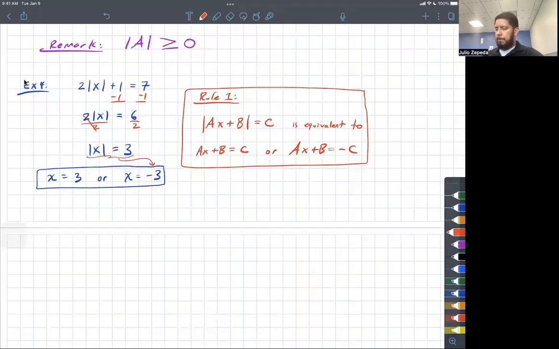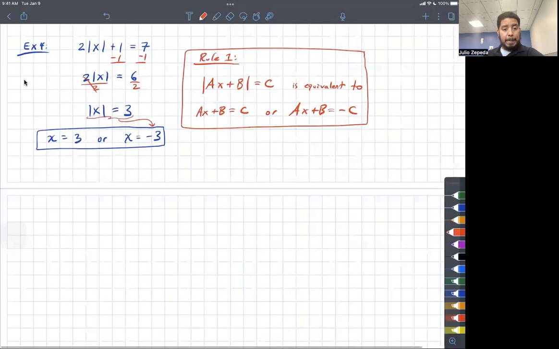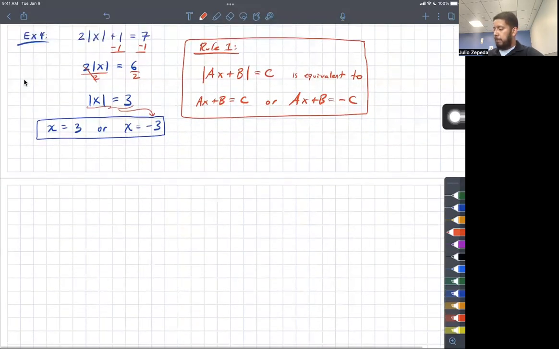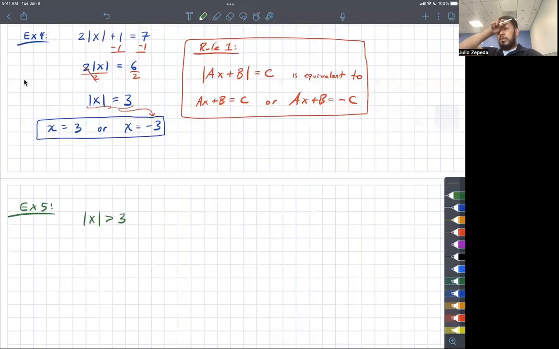Okay, good. Now let's go ahead and move on to another example. Example number 5. The absolute value of x is larger than 2. Or actually, you know what? I'll use 3 in this case. The absolute value of x is larger than 3.